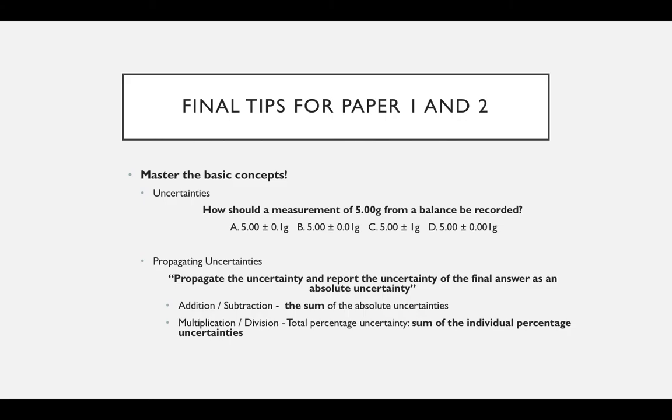Uncertainties are a very basic concept, so do not lose marks on this, as it can show up in both papers. In terms of propagating uncertainties, this is more common in paper 2, when they specifically ask you to present your final answer as absolute uncertainty, for example. So when you're doing addition or subtraction, the final uncertainty is just a sum of absolute uncertainties of the measurements. But if it's multiplication or division, then you have to find the total percentage uncertainties of the measurements first, and then convert the final answer from a percentage to the absolute uncertainty.